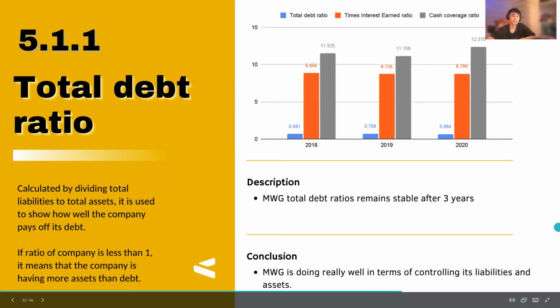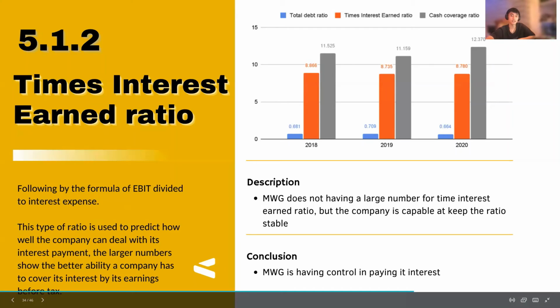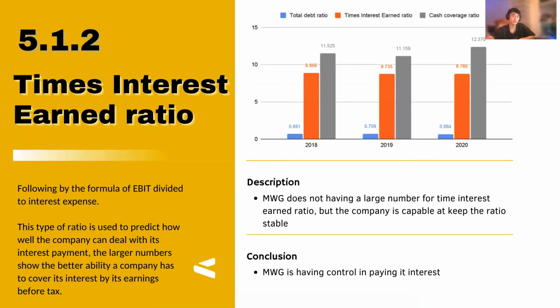Next is the times interest earned ratio, following the formula EBIT divided by the interest expense. This ratio is used to predict how well the company can deal with its interest payments. A larger number shows a better ability to cover interest with earnings before tax. MWG does not have a large times interest earned ratio, just around 8.7, but the company is keeping the ratio stable, and it's safe to conclude that MWG still has control in paying its interest. And taking information from the total debt ratio, it's clear that MWG has no trouble in taking on debt.